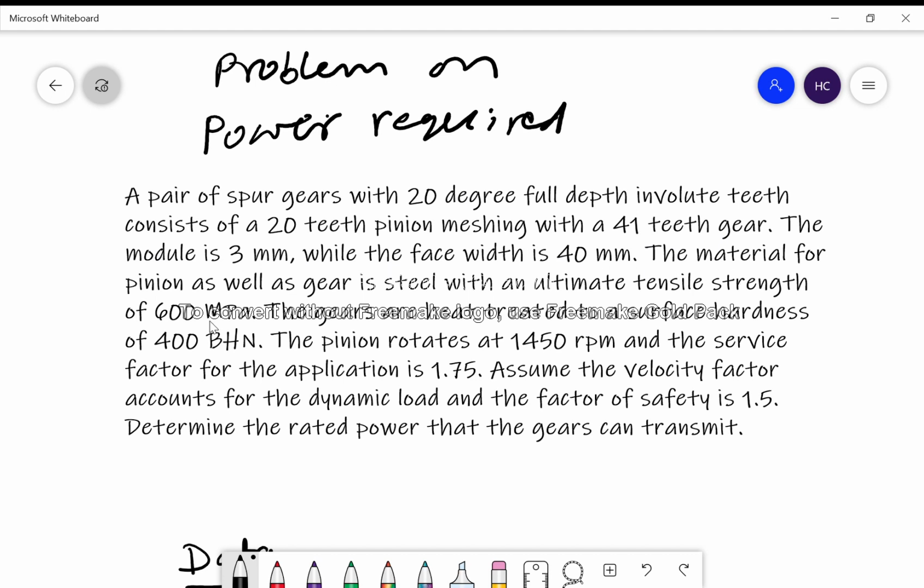The material for pinion as well as gear is steel with an ultimate tensile strength of 600 MPa. The gears are heat treated to a surface hardness of 400 Bhn. The pinion rotates at 1450 rpm and the service factor for the application is 1.75. Assume the velocity factor accounts for the dynamic load and the factor of safety is 1.5. Determine the rated power that the gears can transmit. Actually, this is one of the examination problems.